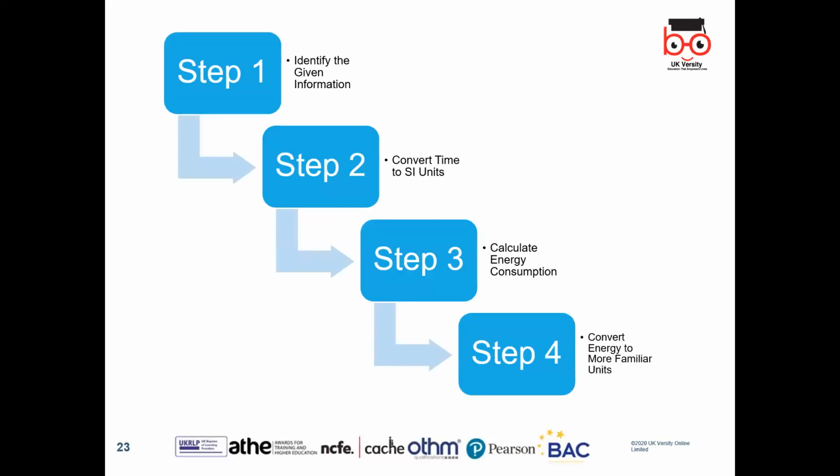So we look at the different steps of calculation. Step 1 is to identify the given information. Then you convert time into SI units. Then you calculate the energy consumption. And finally, you convert energy into much more familiar units. So these are the different steps which you will use for calculating the energy consumption in much more familiar units.